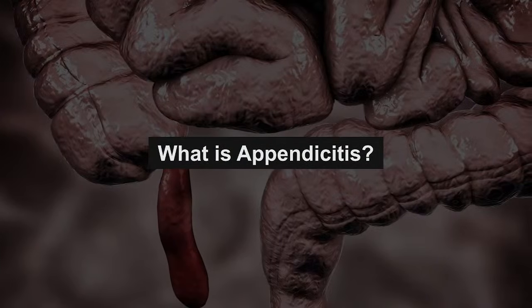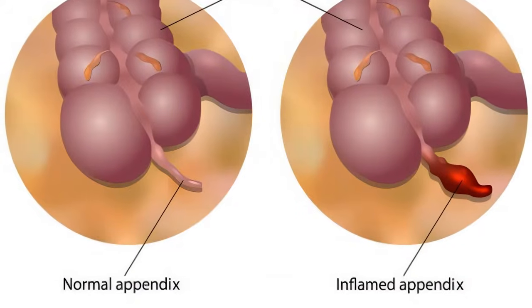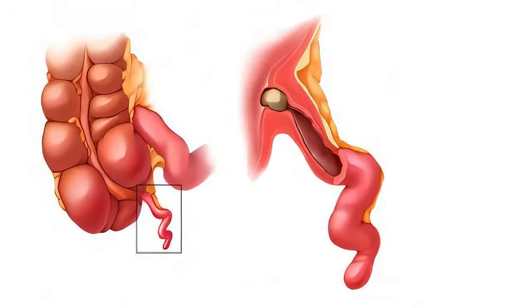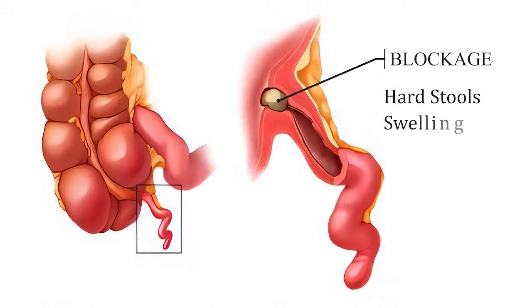What is appendicitis? Appendicitis is when the appendix becomes inflamed and infected. It usually happens when something blocks the opening of the appendix, like hard stool, swelling, or bacteria.